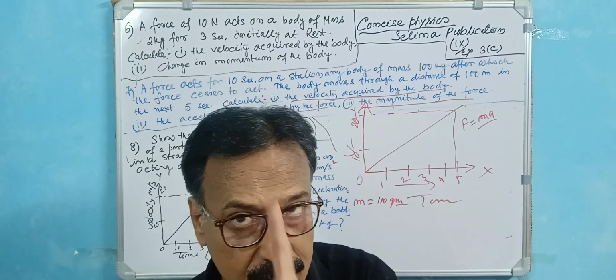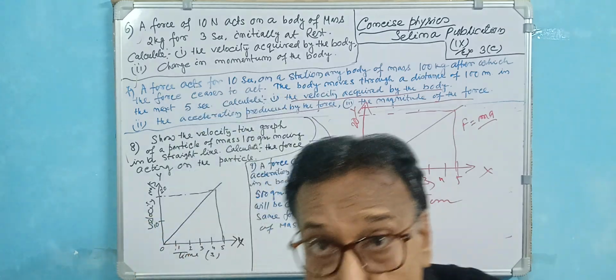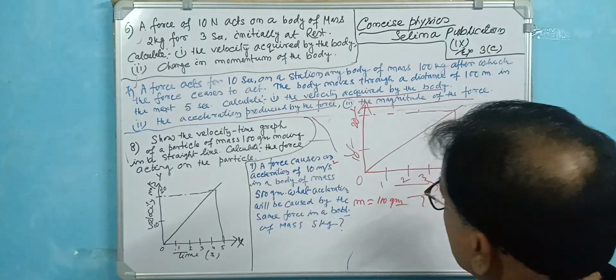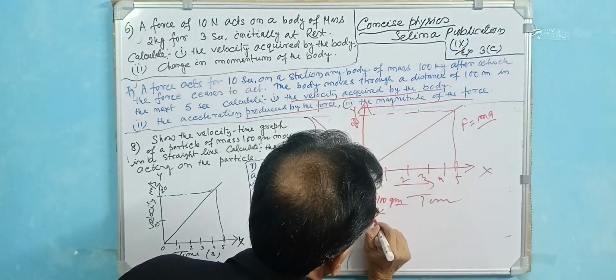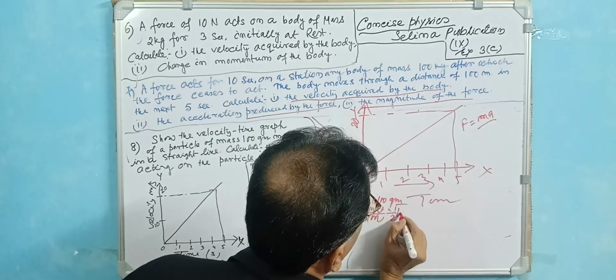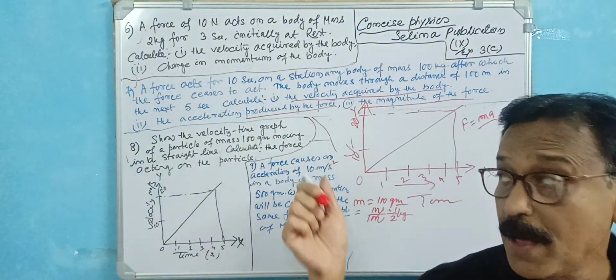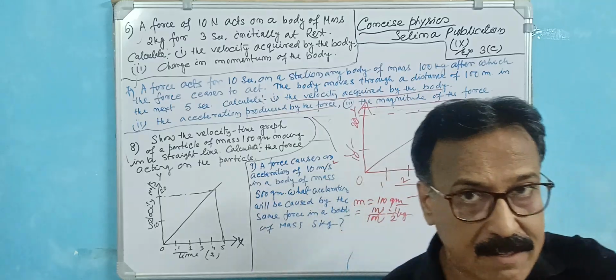V is equal to u plus at is a very important thing with which you solve it. And this is a CGS system, so convert. This is 100 gram, that means 100 by 1000, half kg. No problem. But from the graph you calculate the acceleration.